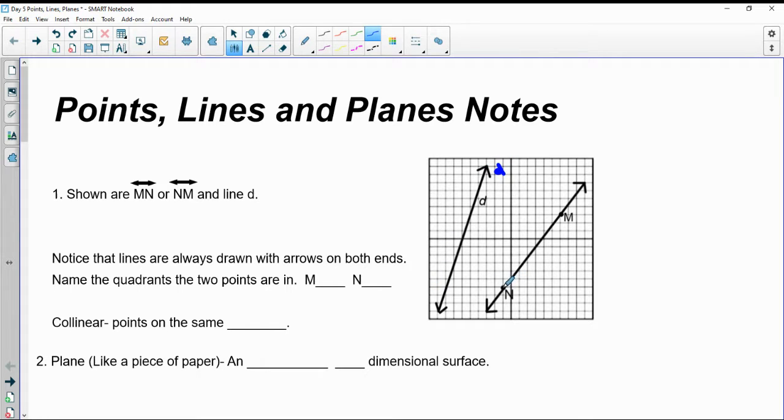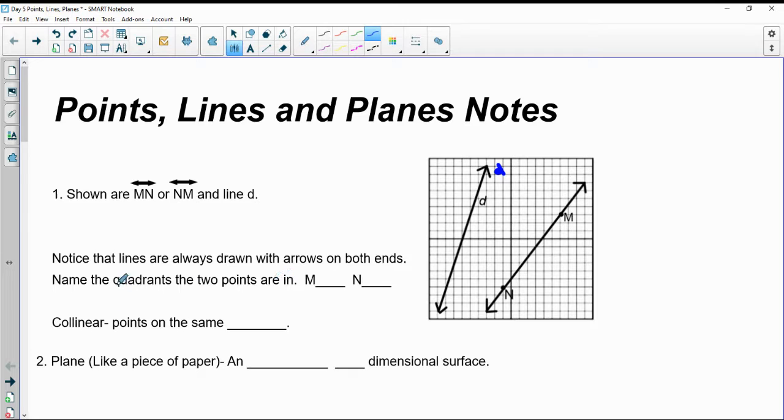Now, when they use the capital letters, these are points. So points N and M, and it doesn't matter which way you go because it takes 2 dots to name a line. That's all you need. So if you have 2 dots, you can make a line through it. And then they always have arrows on both sides because they go on forever.